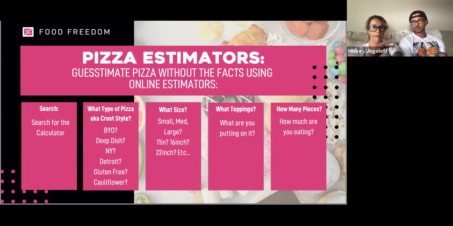There's other ones, like Pizza Press out here. They typically have very similar crusts. They're all a similar style, it's just a different restaurant. Is it deep dish, New York, Detroit? Is it gluten-free? Is it a cauliflower pizza, right?